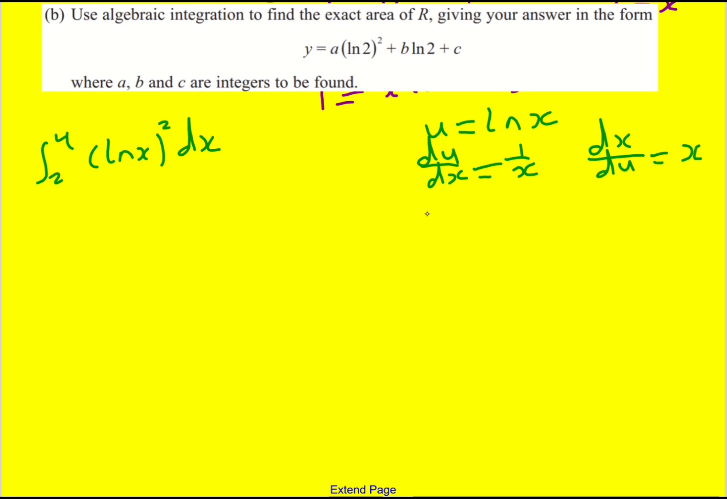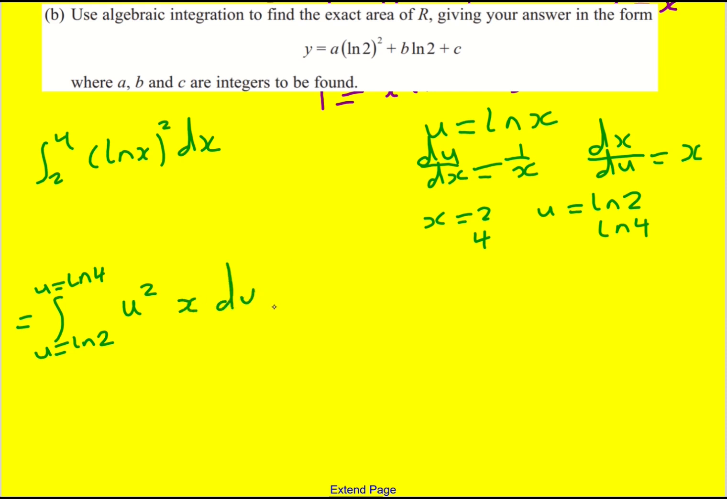I'm going to also change the limits here. So when x is equal to 2, u is equal to ln 2, and when x is 4, u is ln 4. So let me change it to u equals ln 4, u equals ln 2 to remind myself I've changed those limits. ln x is going to become u squared, and then I'm going to replace dx by dx by du, which becomes x du. You might be somebody who simply makes dx the subject, in which case you'd replace dx by x du, same thing.